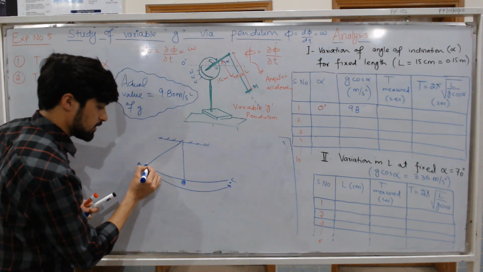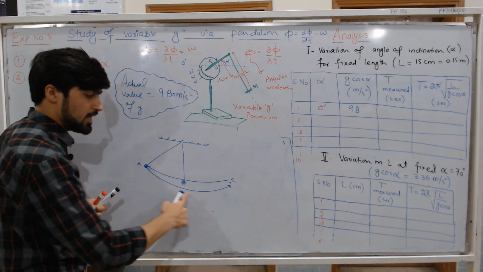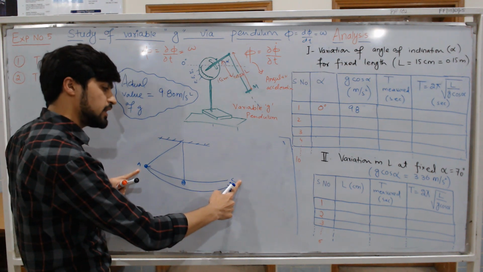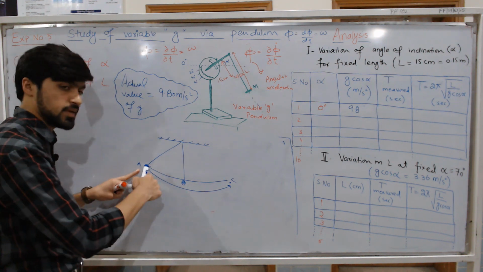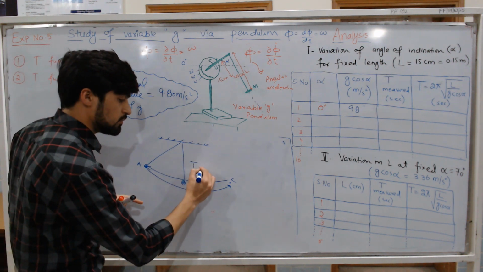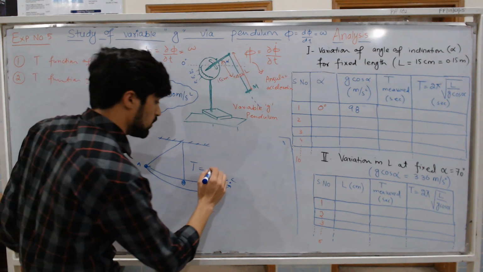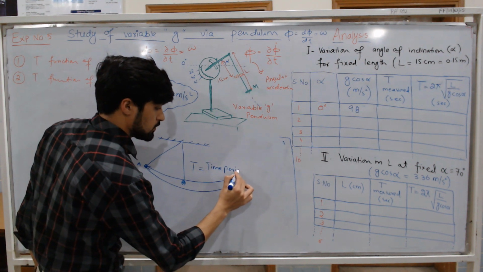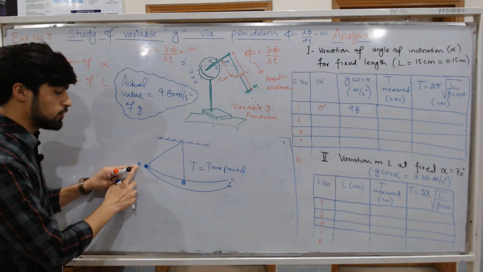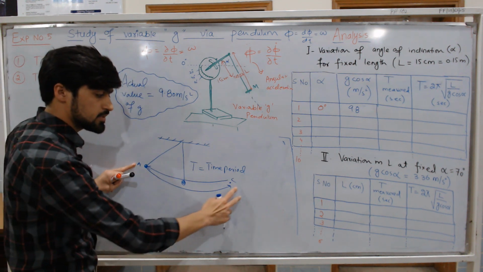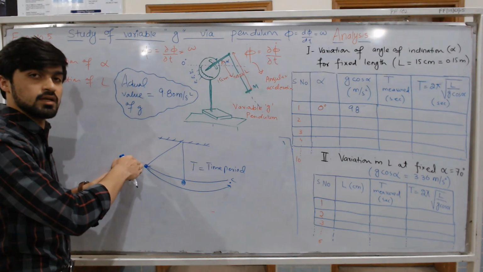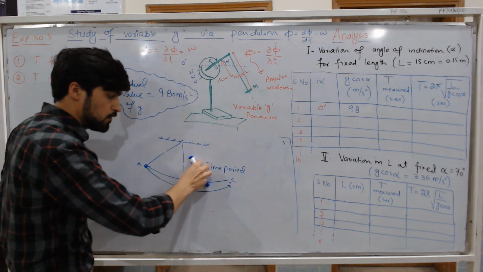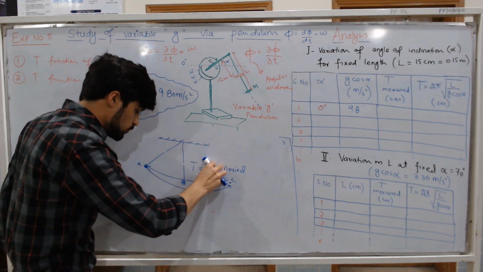The time taken by the pendulum to move from A to C and then back from C to A is the time required for one oscillation, and we call this the time period. So one oscillation is when the pendulum moves from one extreme position to the other extreme position and comes back. The pendulum starts at point A, moves to C, and comes back to A.